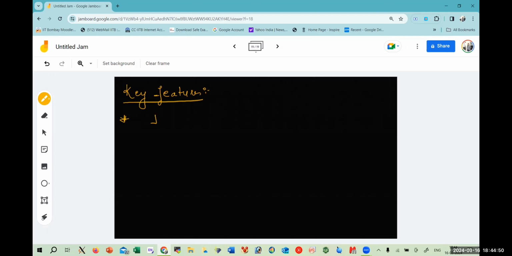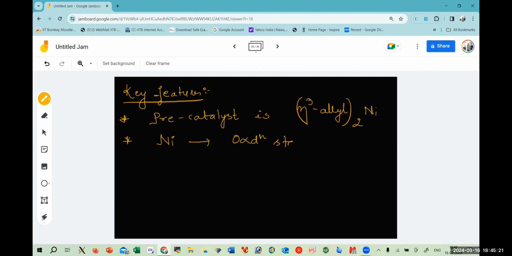So the first one is that our pre-catalyst is nothing but nickel in the +2 state with allyl groups. Then here the nickel oxidation state has changed from 0 to 2 and vice versa. And also the coordination number has been seen to change from 3 to 4.